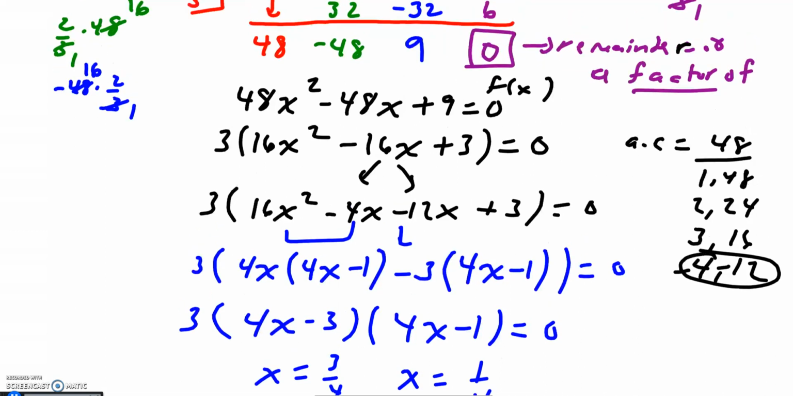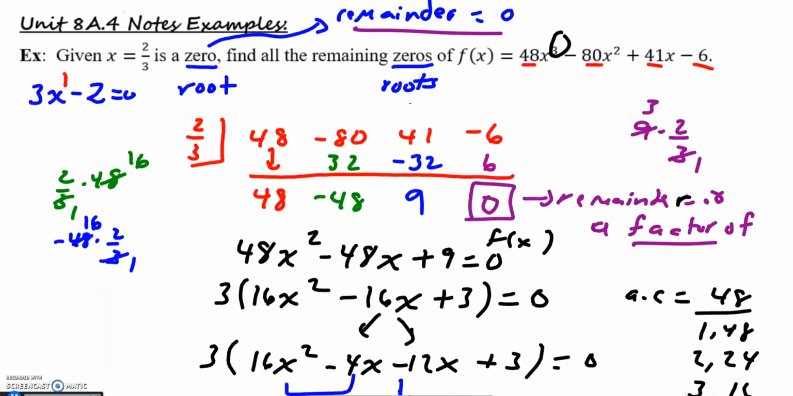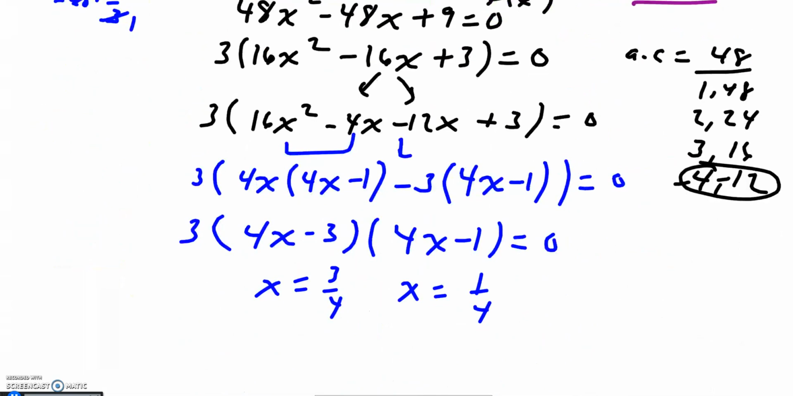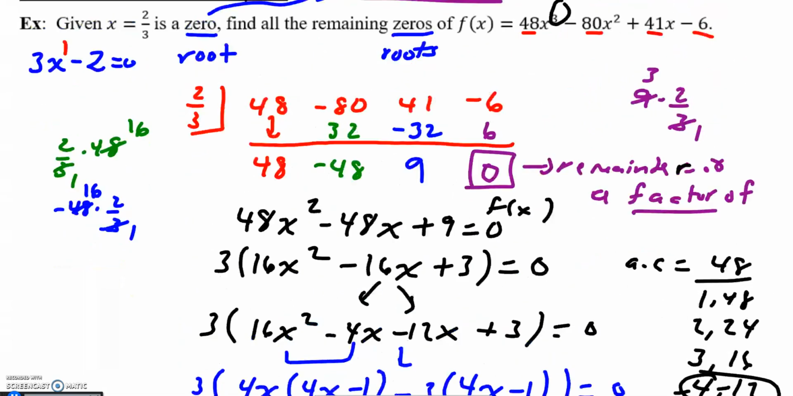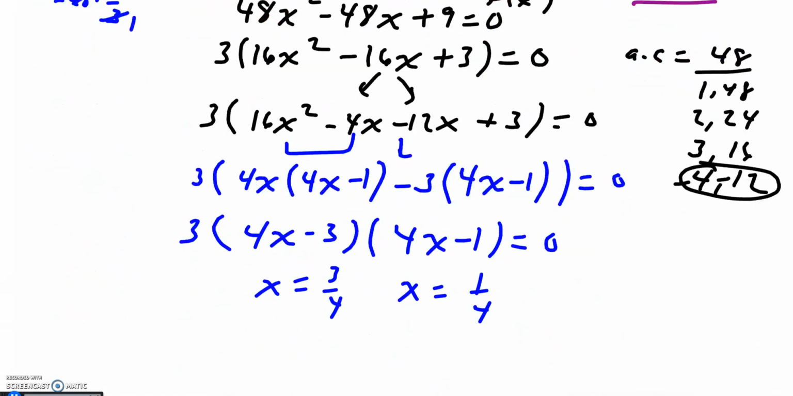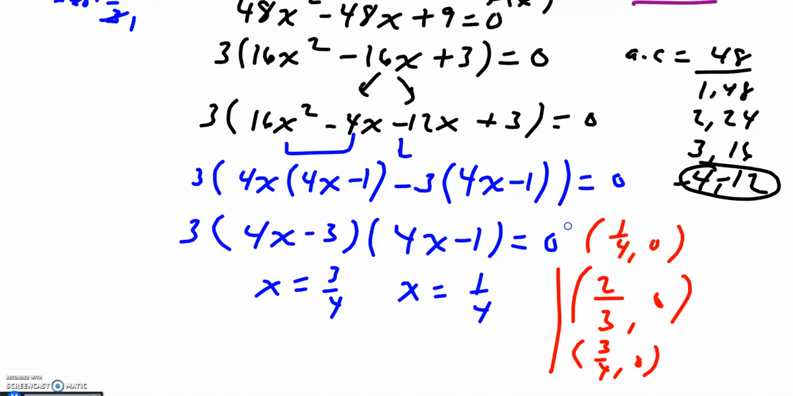So to answer my question, we want to know all remaining zeros, and I will just list all of the zeros. The first 0 I was given was the 2/3, so my answers would be 2/3, 0, 3/4, comma 0, and finally 1/4, comma 0. Those are the roots. And that makes sense. It is possible to have 3 roots when the original polynomial was a cubic.